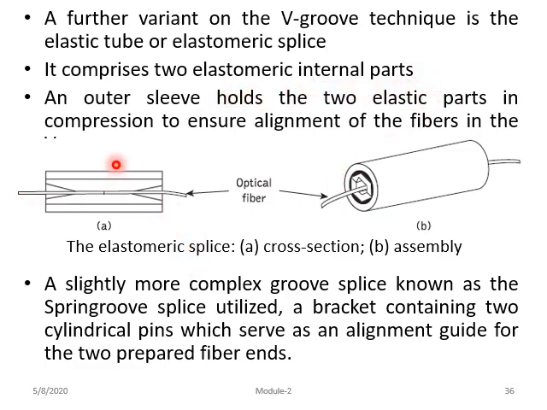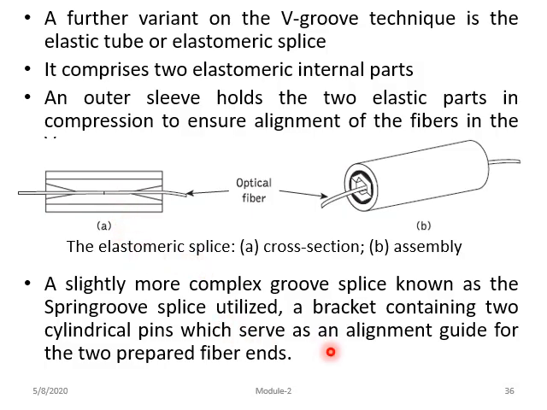So elastomeric splices, you can see in diagram A. This is the cross section of one side, and this is how the assembly is going to be done afterwards. The outer sleeve holds the two elastic parts in compression to ensure alignment of the fiber in the V groove technique. So in the V groove, we are pushing two fiber ends and holding them together in the elastic material.